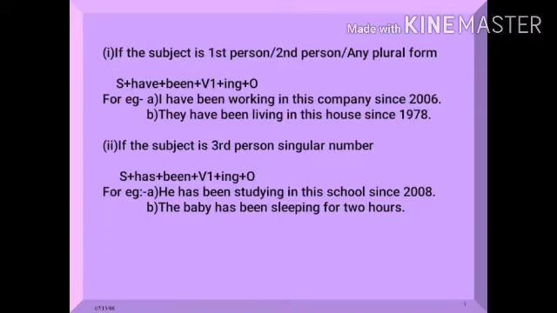Now similarly I have applied the second formula in the second example also. The baby has been sleeping for 2 hours. Here the baby, it is the subject, then has been, according to the formula I have written, sleeping. Sleep is the V1. With it I have added ing. It's now sleeping for 2 hours. So here I have not written any object and I have given the time. So many sentences you will find without time, or so many sentences you will find without object also. Now coming to the next.